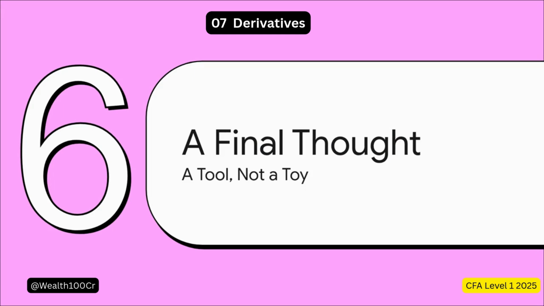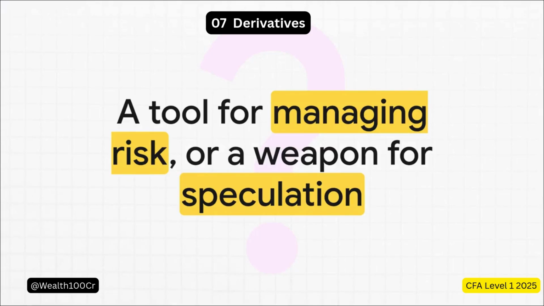The most important thing I want you to remember is this. A derivative is a tool. It is a very, very powerful tool. It is not a toy to be played with lightly. So, I will leave you with this final question. Is a derivative a powerful tool for managing risk, or is it a dangerous weapon for speculation and gambling? The answer, my dear students, is that it is both.